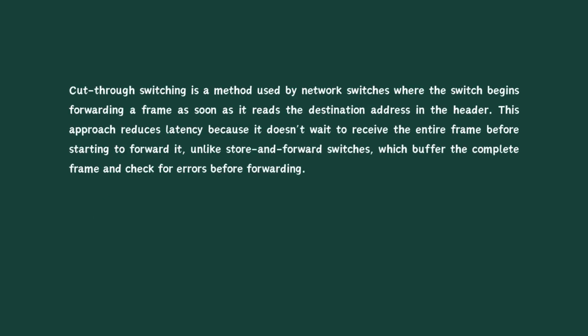Cut-through switching is a method used by network switches where the switch begins forwarding a frame as soon as it reads the destination address in the header. This approach reduces latency because it doesn't wait to receive the entire frame before starting to forward it, unlike store and forward switches, which buffer the complete frame and check for errors before forwarding.